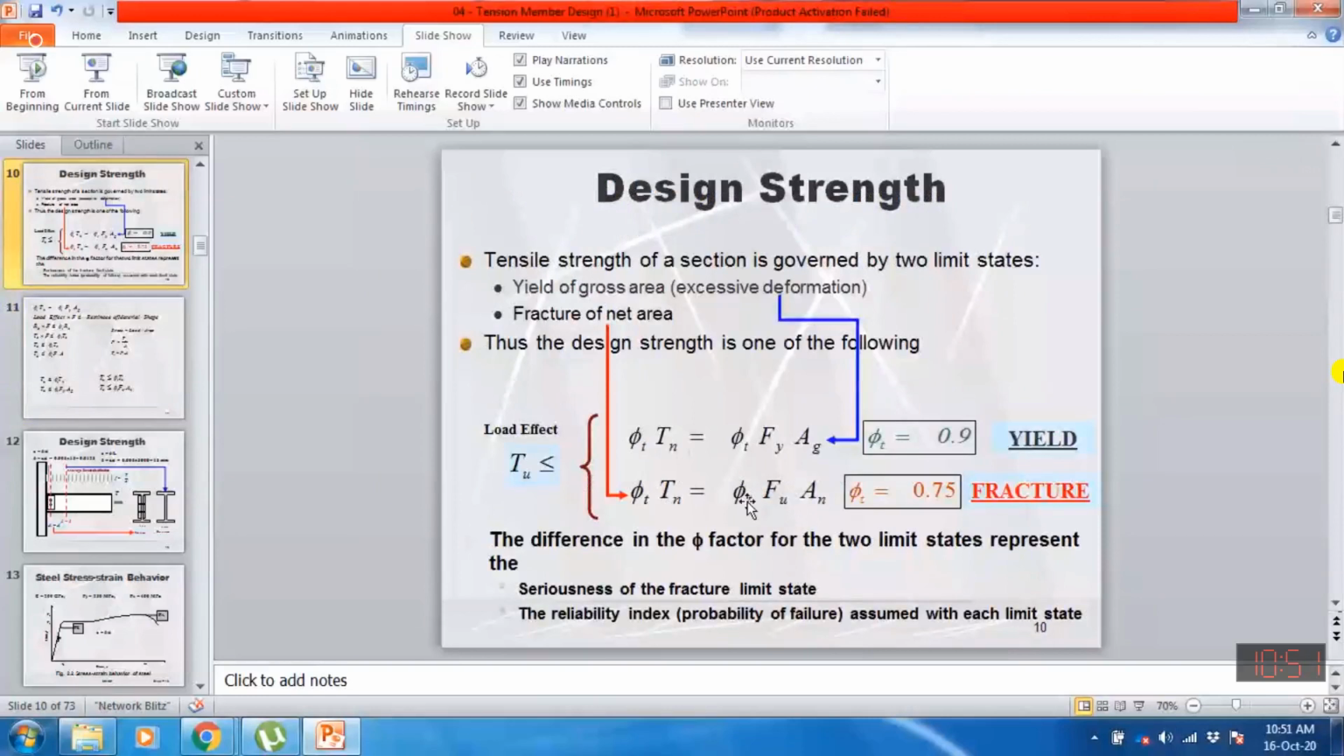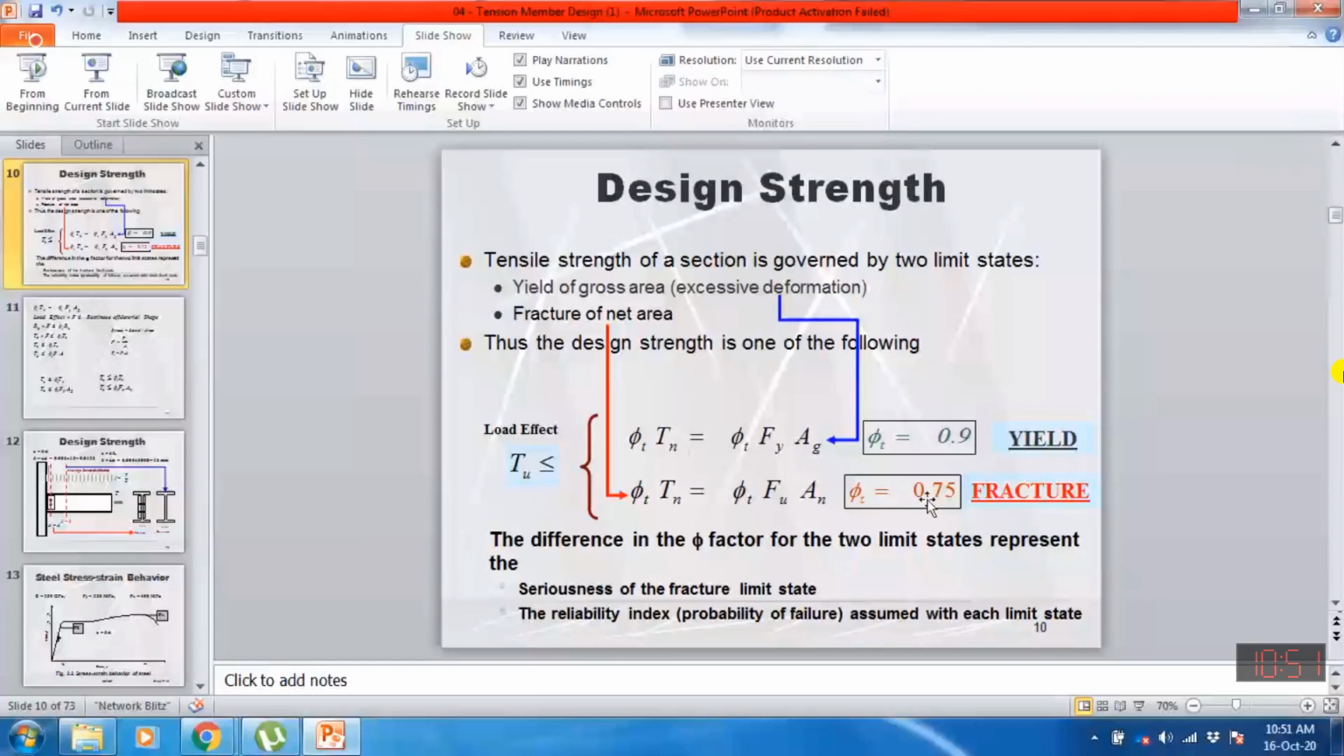So both these capacities should be more than or equal to the applied load effect. So I'm having two equations. Here the strength reduction factor will be different in the yielding case and in the rupture case. For yielding, the code says to use a value of 0.9, and in case of rupture, use a lesser value of 0.75, due to the sensitivity of the failure.